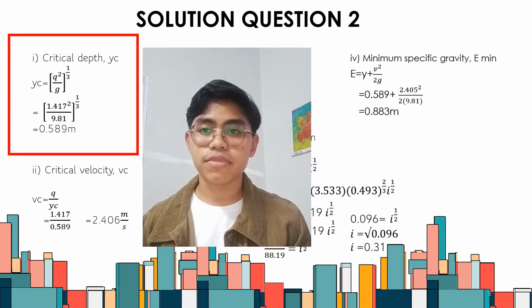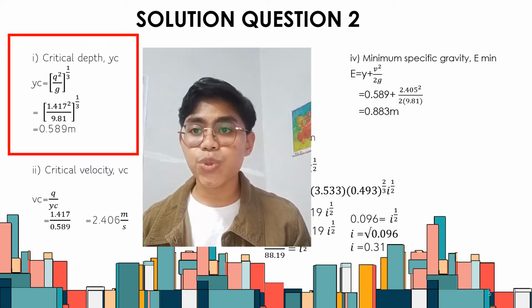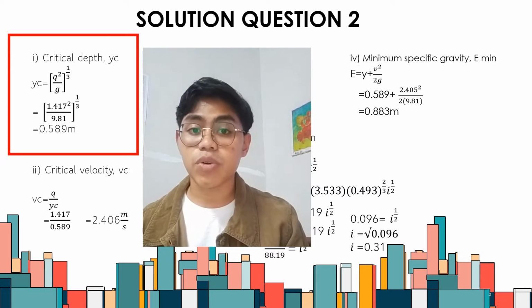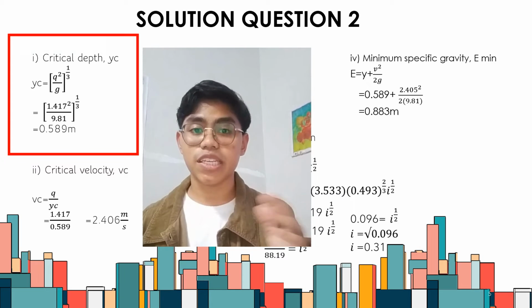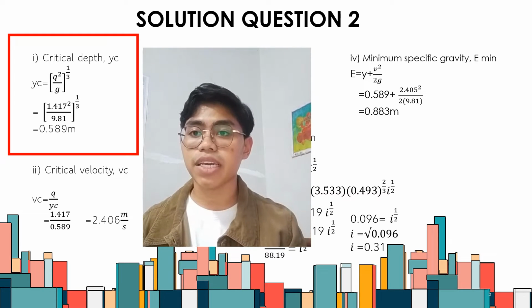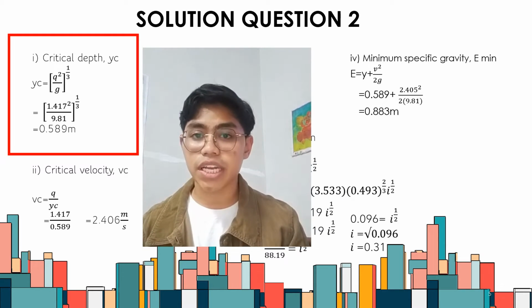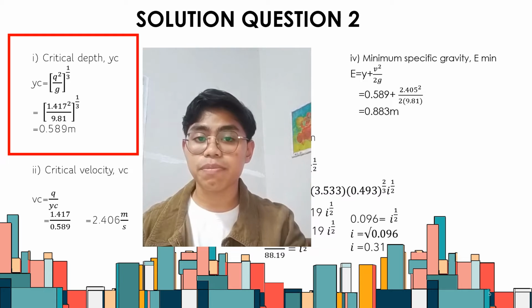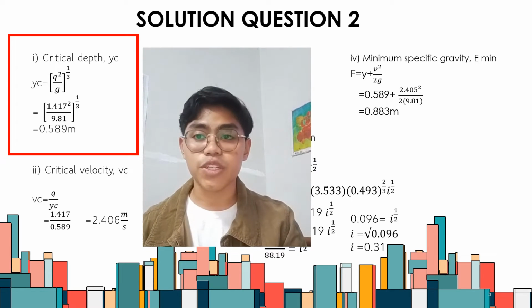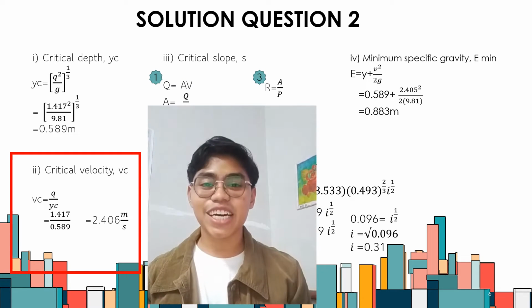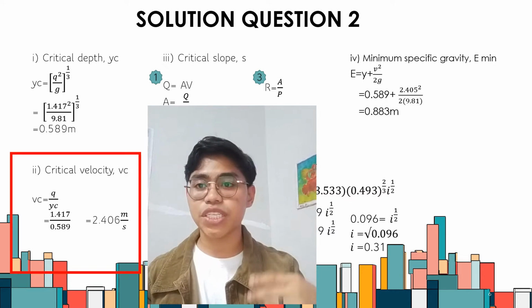Okay, now how is the solution of the critical depth YC. So the equation of YC is q power of 2 divided by g gravity, in bracket, power of 1 per 3. So we have all the data given, which is 1.417. Okay, we power of 2 divided by the value of gravity, which is 9.81. So it's in the bracket, and power of 1 per 3. So we can get the answer of 0.589 meters.